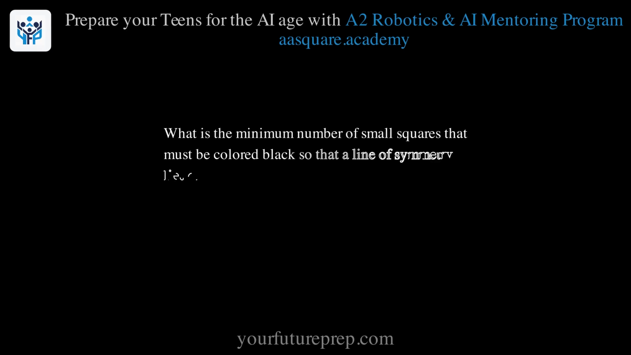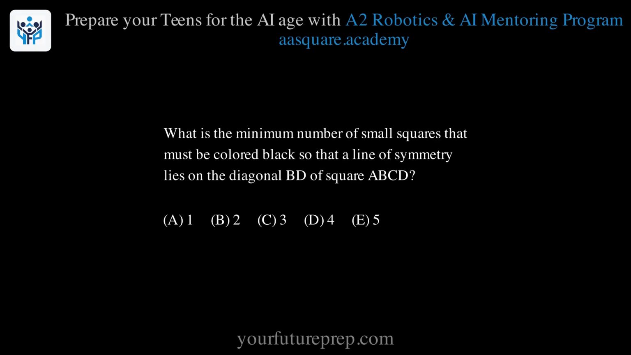Here's problem 3 from the 2005 AMC 8. What is the minimum number of small squares that must be colored black so that a line of symmetry lies on the diagonal BD of square ABCD? The choices are 1, 2, 3, 4, and 5.